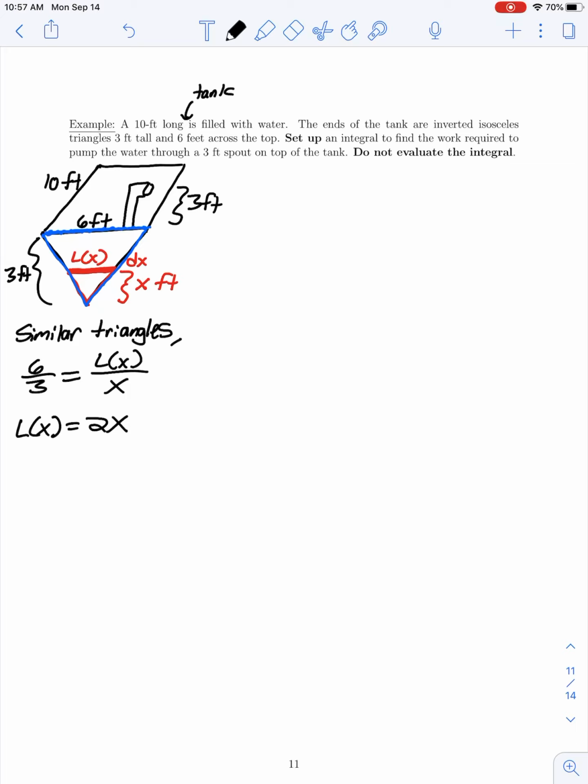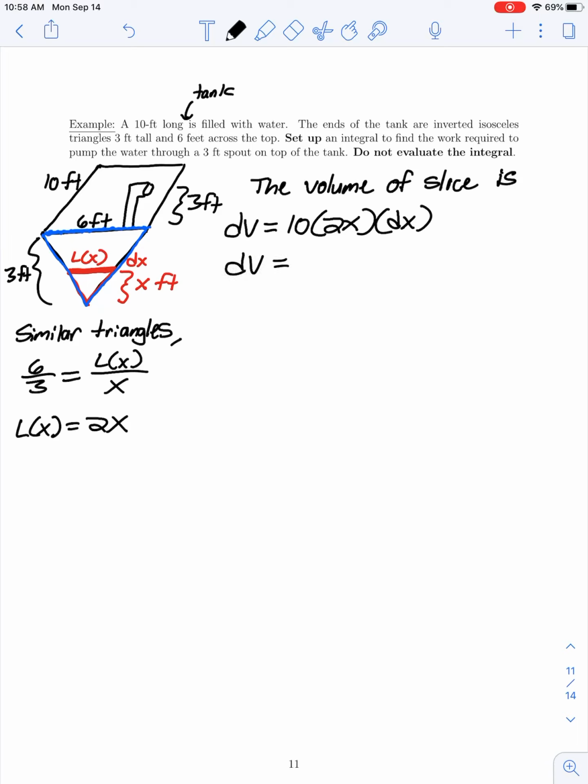So once we have that length, we're ready to find the volume of this slice. Here the volume of our slice is dV, which would be its length, 10 feet, by its width, which we just calculated as 2x feet, by its height, which was dx feet. So altogether, 20x dx cubic feet.